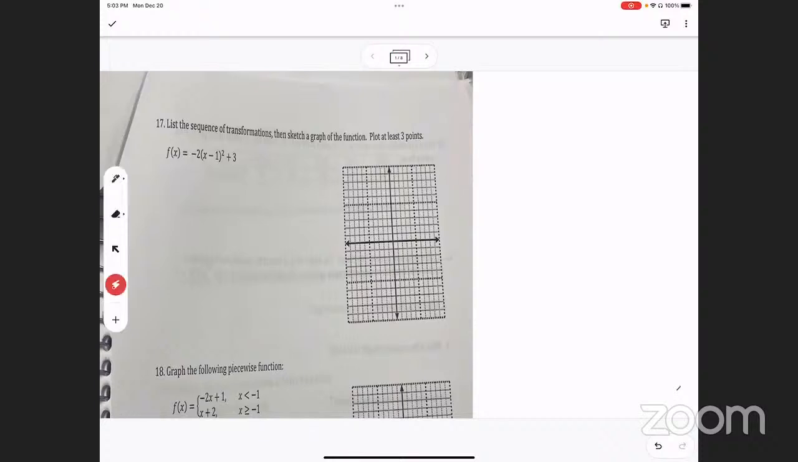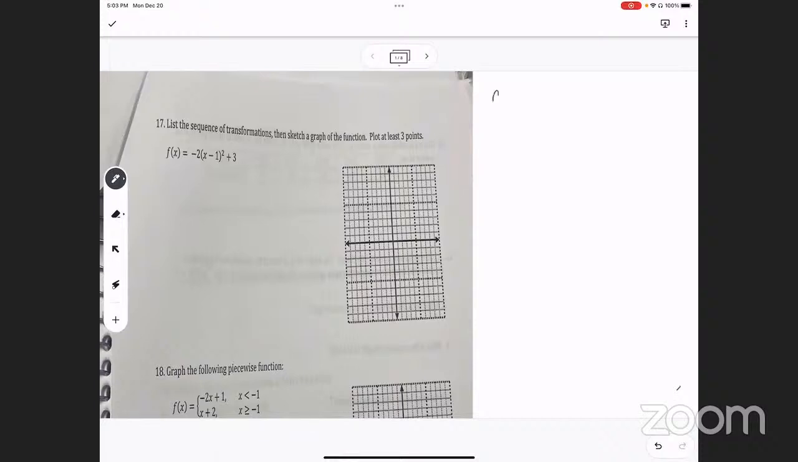So this first one here, I'm on page 17. Can you see my screen okay? Yeah. All right. So it says list the sequence of transformations, then sketch a graph of the function. Now this is your final. You probably aren't going to have to do it obviously like this. I'm thinking it says plot at least 3 points. So the transformation. I'm going to go ahead and write this out here. Let's see. Second, I'm getting situated so I can write better on my Jamboard. Okay.